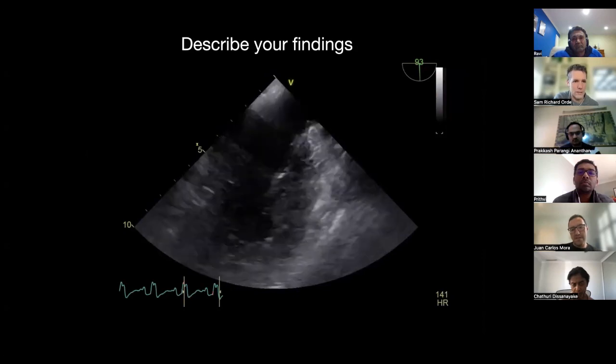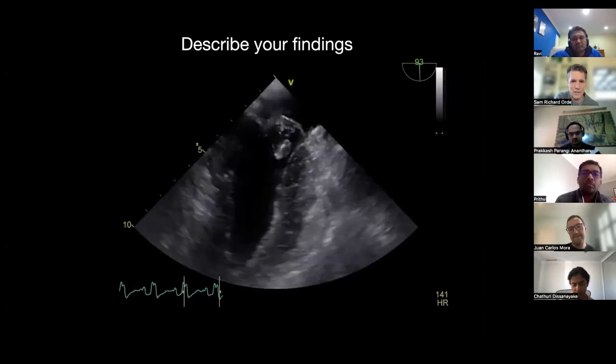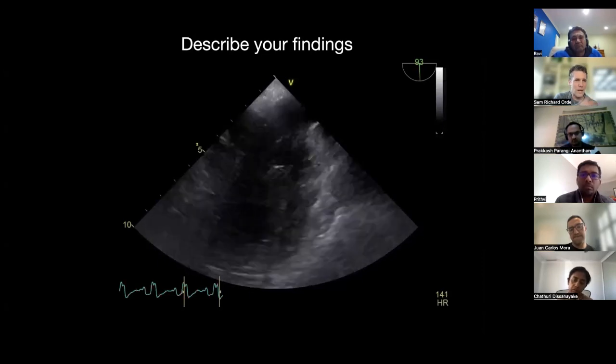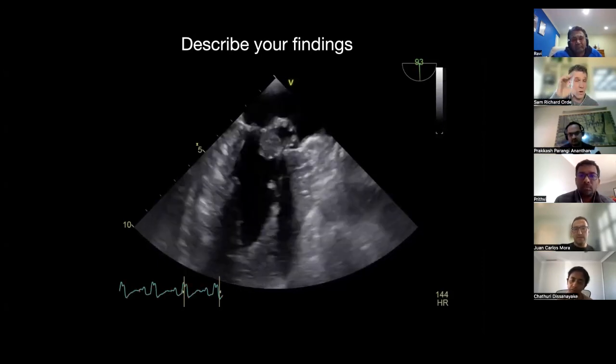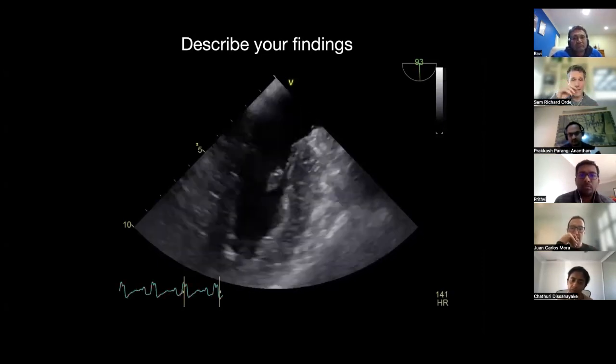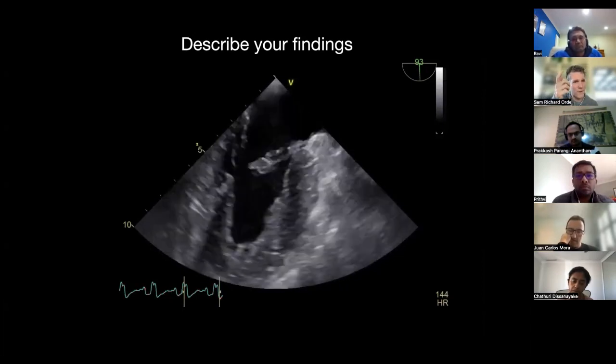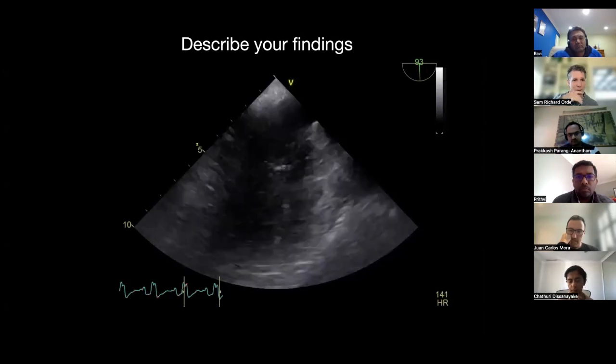Man, that's not a chordae, that's a papillary muscle, right? It's bigger than the leaflet. So again, just watch that relaxed language. Think before you speak. A chordae is going to be a filamentous structure that's going to flick around.